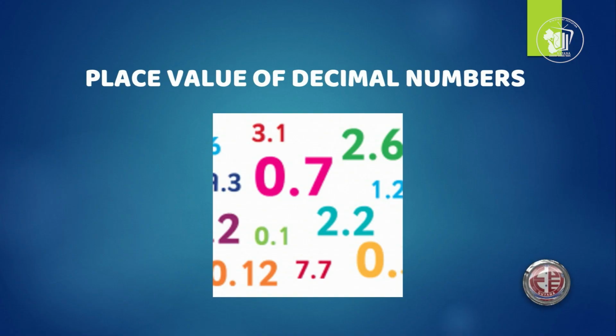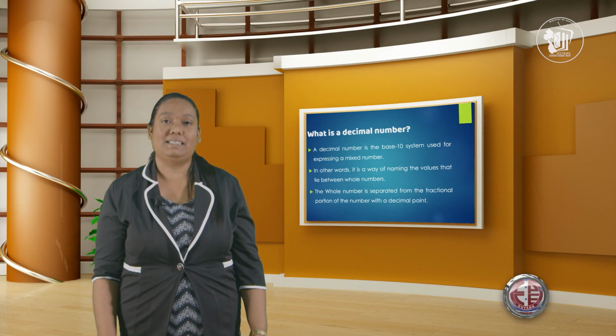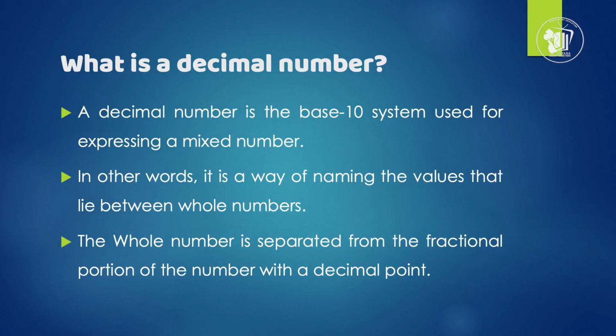So, let's get started. What is a decimal number? A decimal number is the base 10 system for expressing a mixed number. In other words, it is a way of naming the values that lie between whole numbers. The whole number is separated from the fractional portion of the number with a decimal point.